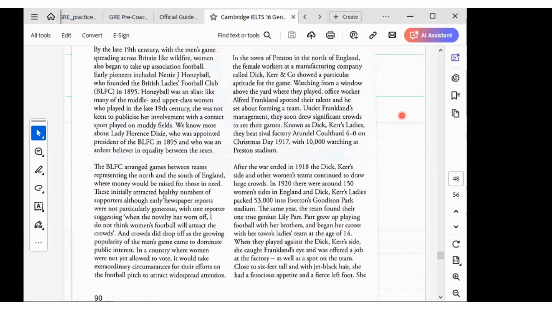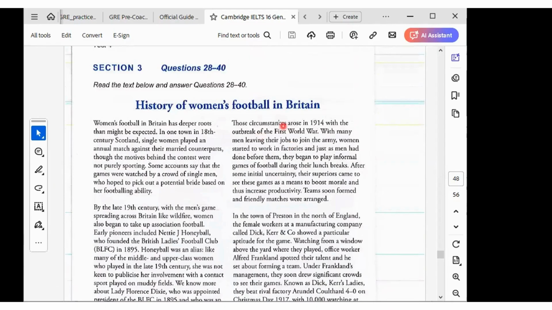That's the meaning of not generous. With one reporter suggesting, when the novelty has worn off, I do not think women's football will attract the crowds. And crowds did drop off as the great popularity of the men's game came to dominate public interest. In a country where women were not yet allowed to vote, it would take extraordinary circumstances for their efforts on the football pitch to attract widespread attention. Those circumstances arose in 1914 with the outbreak of the First World War.